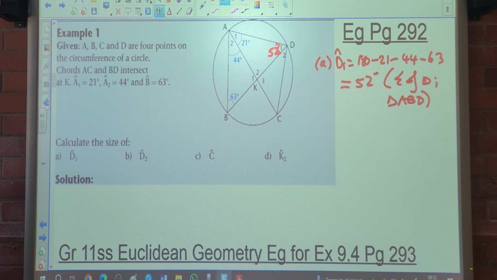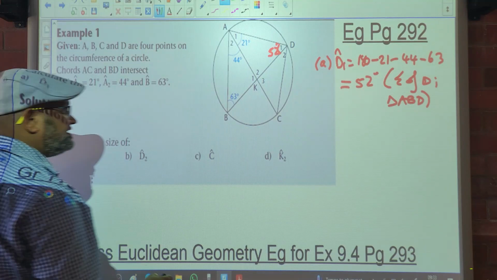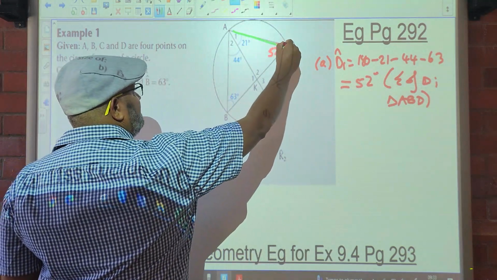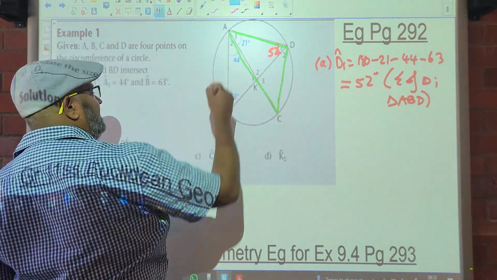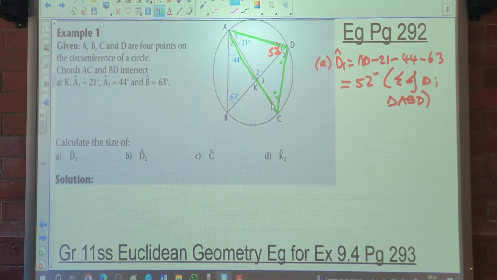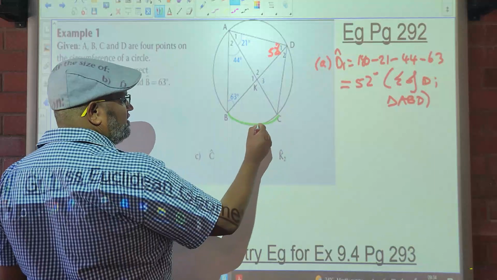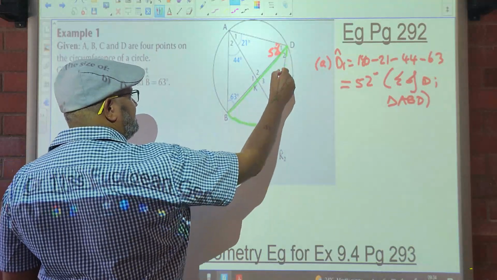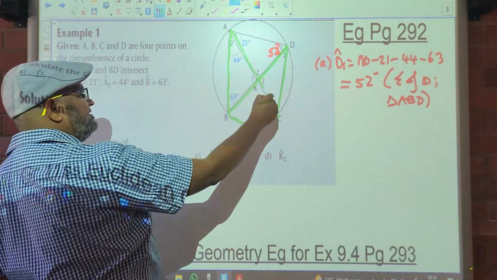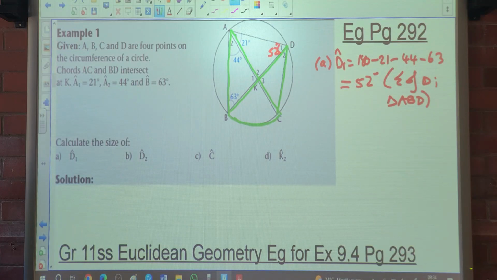How are you going to calculate D2? Sum of triangles again? Well, let's look at the triangle. Which triangle is D2 lying in? ADC. We don't have D2 and we don't have angle C. We could get C. But firstly, if we look at BC, this arc here is actually subtending D2. And the same arc is subtending angle A2.